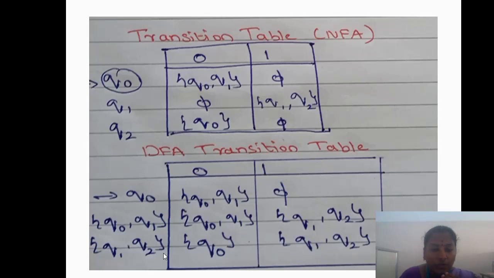So for Q1 and Q2, if it is 0, it goes to Q0, and if it is 1, it goes to Q1 and Q2. So here the existing state is Q0, and there are already observed states Q1 and Q2. There is no further transition to represent in the transition table. Okay, so this is the transition table for the DFA.